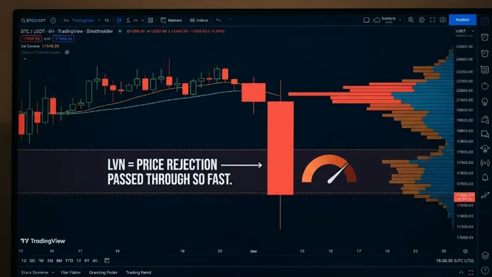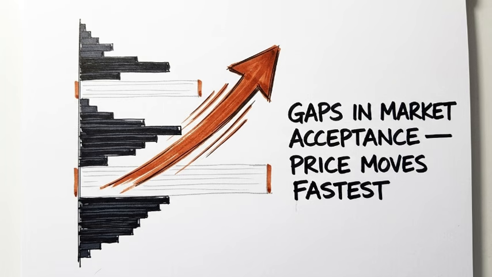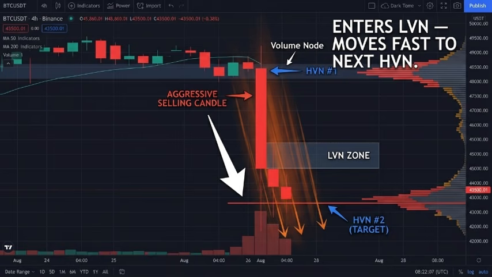LVNs represent areas of price rejection. The market passed through these levels so quickly that almost nothing traded there. And because almost nothing traded there, there are almost no resting orders at those prices. LVNs are where price moves fastest. They are the gaps in market acceptance. When price enters an LVN, it tends to move quickly and aggressively toward the next HVN or the next major support and resistance level.